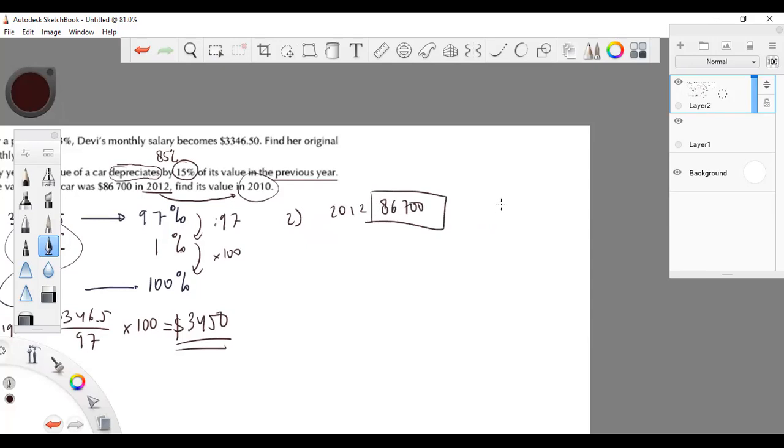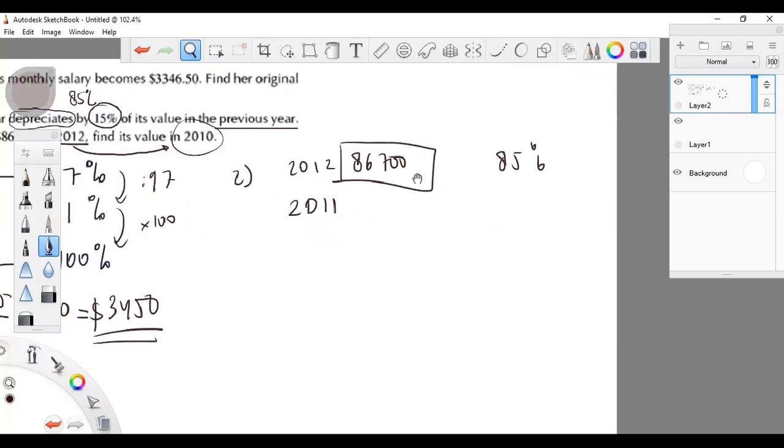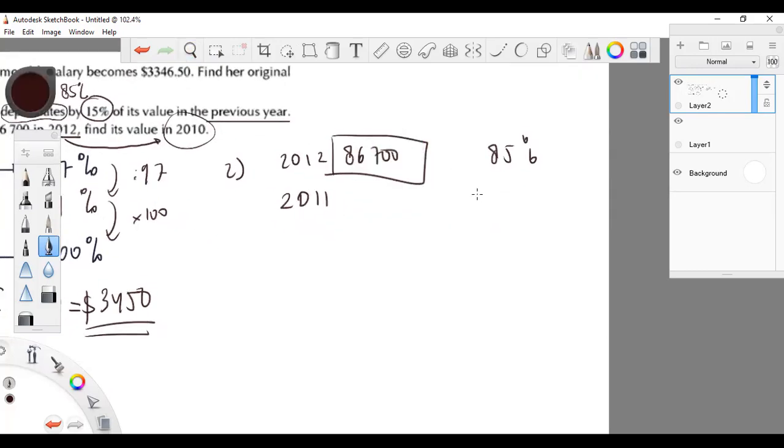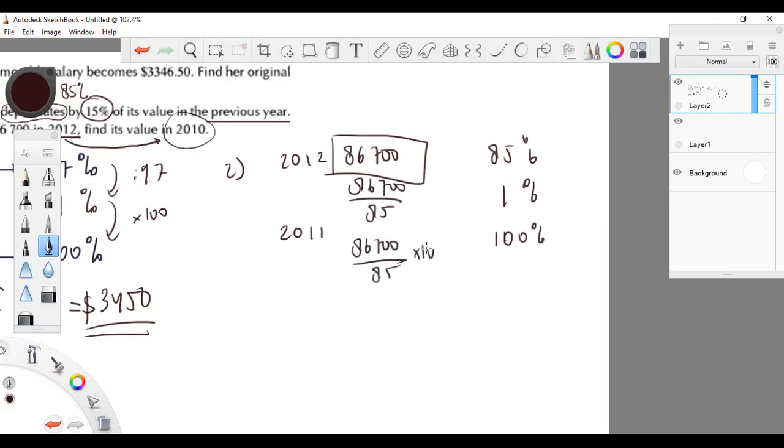And this is the 85% from the previous year. Okay, 2010, 11. But the question is asking you for 2010, so don't do it fast. This is 100%, right? So put 1, slowly. The question is asking you for 100%, so you put 1, you divide by 85, and then you multiply by 100. And you get the value of 2011.